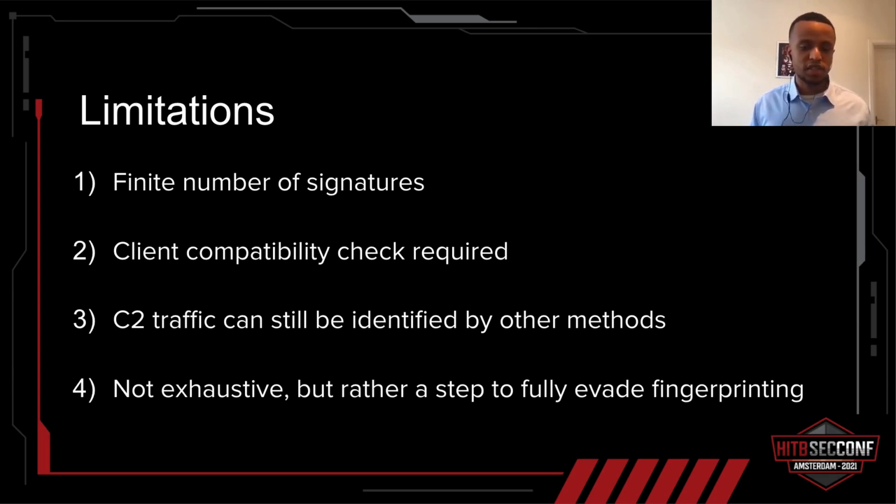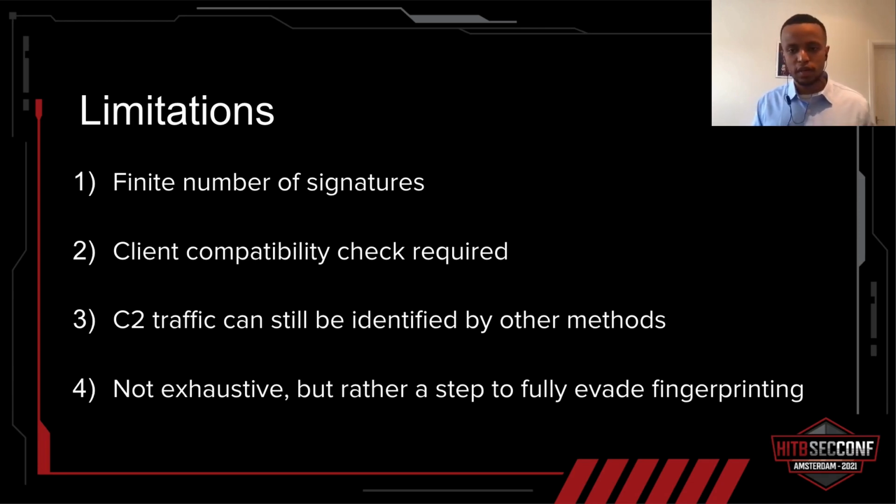Thirdly, JARM Randomizer does not make any changes or have any type of support to mangle the traffic itself to avoid detection, right? So the traffic itself might be identified by other behavior-based methods or other C2 traffic identification methods. And lastly, and this is the most important one, this is not exhaustive yet. Right. We have done a decent amount of work here, but it's not complete. This is meant to be a step in the direction to fully evade fingerprinting. And we feel that this is important enough to share with the community, but there's definitely a lot more work that needs to be done here.